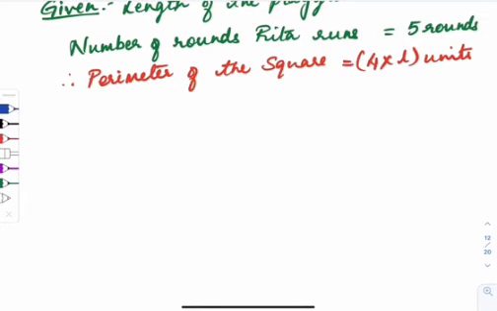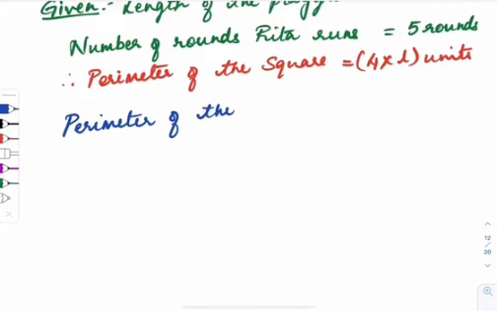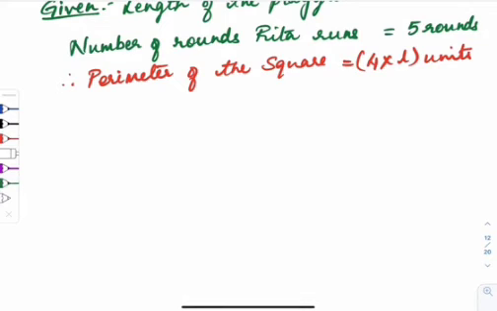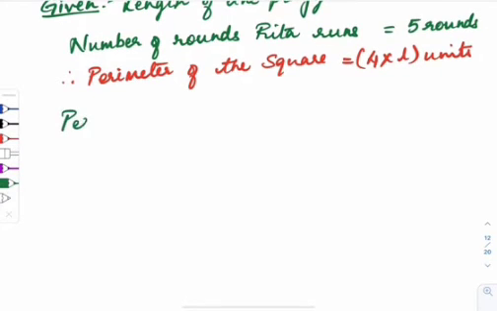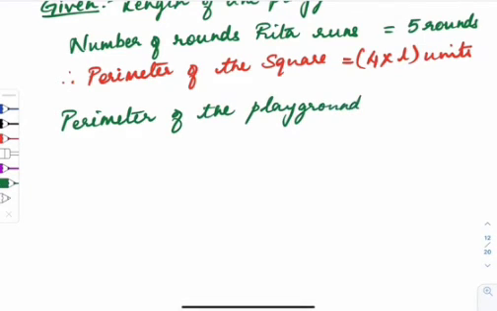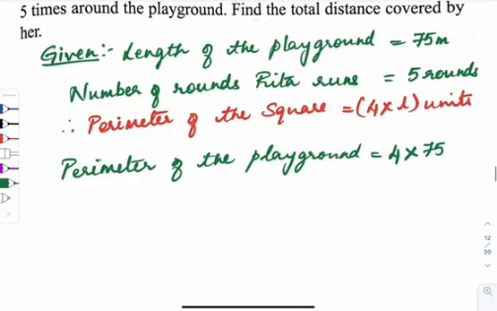Now finally, to solve the perimeter of the playground, the perimeter is equal to 4 into 75 meters, which is what they have given. So 4 into 75 is equal to 300 meters. Children, this is the perimeter of the playground.